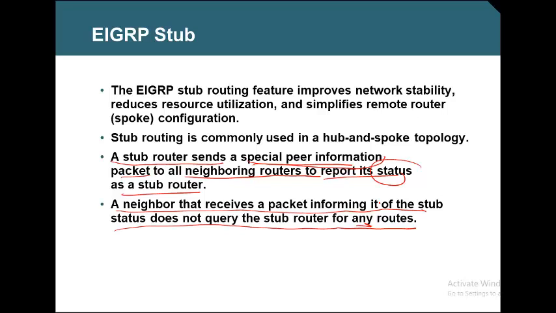Now in stub there are 5 types. In EIGRP stub we have 5 types. When you simply enable EIGRP stub, you are enabling 2 types of stub. One is connected and summary. What is connected stub? The router takes responsibility only for the directly connected networks.